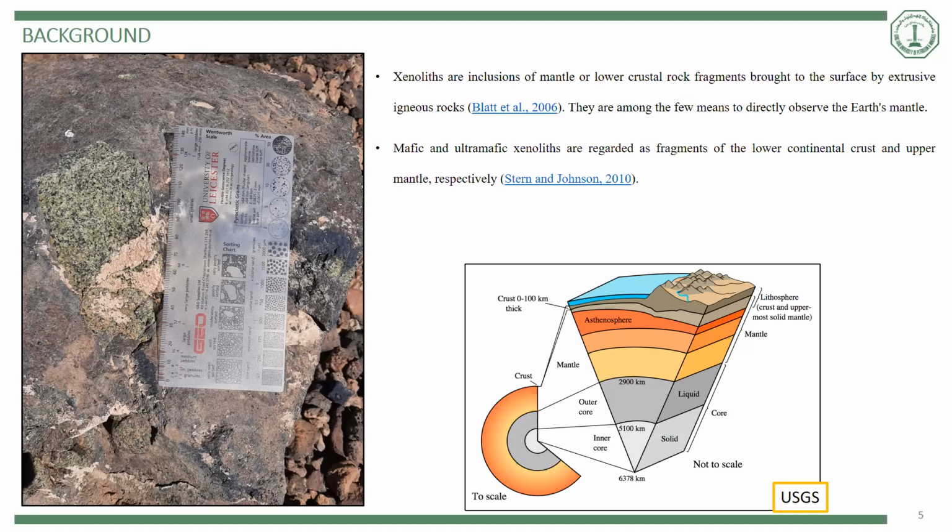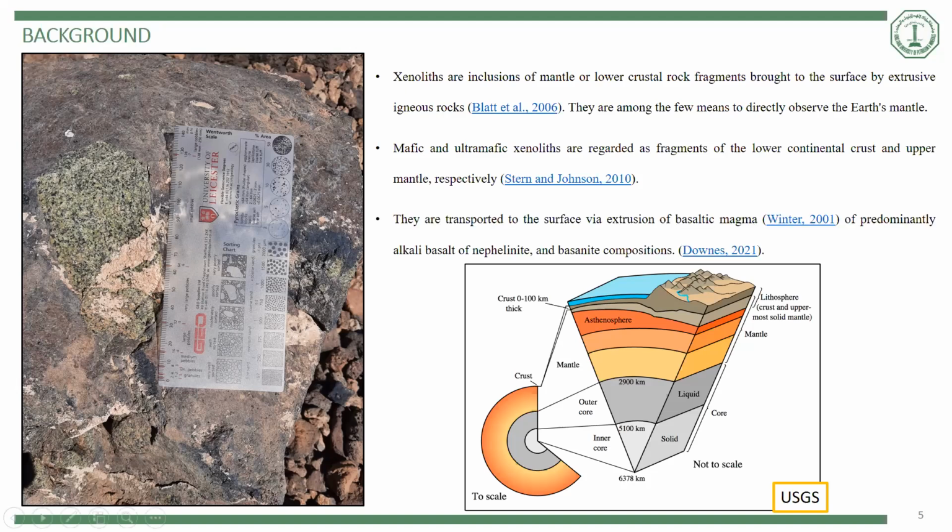Shown here in the small figure, the lower continental crust and upper mantle are part of the lithosphere, and represented roughly by the gray color layer beneath the brown crust. They are transported to the surface via extrusion of basaltic magmas, predominantly alkali basalt of nephelinite and basanite compositions.